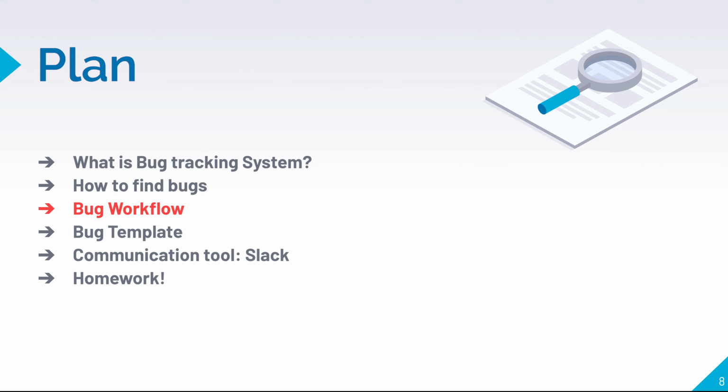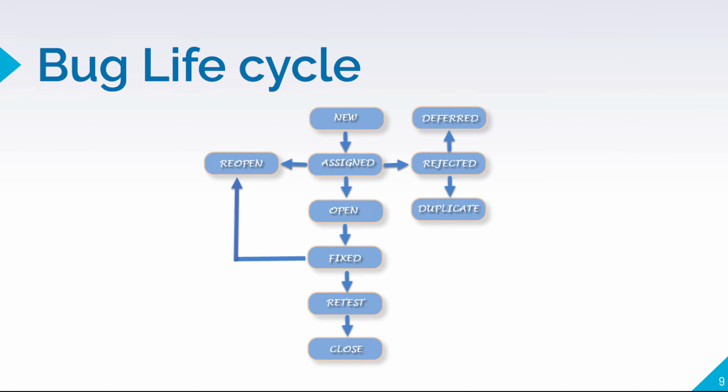That's it. The main principle of the bug tracking system is just quite simple. Every bug tracking process is subdivided into several stages. Let's talk about bug workflow.